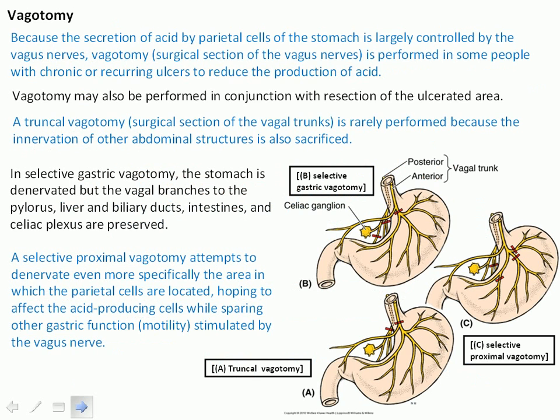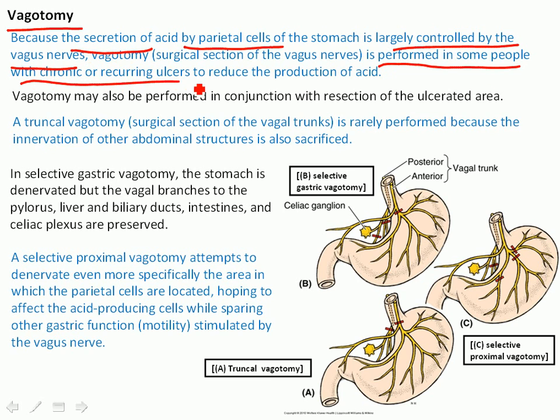Now let's talk about vagotomy. Because of the secretion of acid by parietal cells, the parietal cells of the stomach producing hydrochloric acid, and the vagus nerve plays a crucial role in the induction of the secretion. So in order to decrease secretion of hydrochloric acid, especially several decades ago, one of the common treatments of peptic ulcers of the duodenum and stomach was a procedure called vagotomy, surgical section of the vagus nerves.